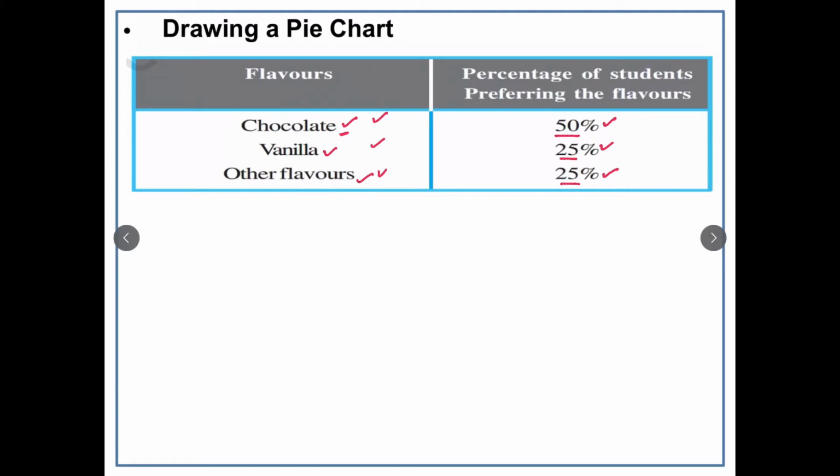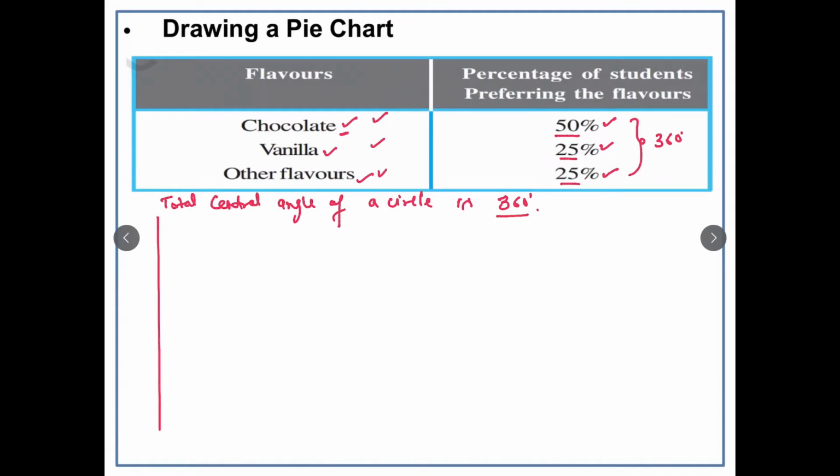Hence the total angle of a circle is 360 degrees, and these three categories will be divided into this 360 degree angle. Now we'll find the central angle of each sector. For that we have to draw a table, and that table should contain 4 columns. So let's first draw a table having 4 columns.